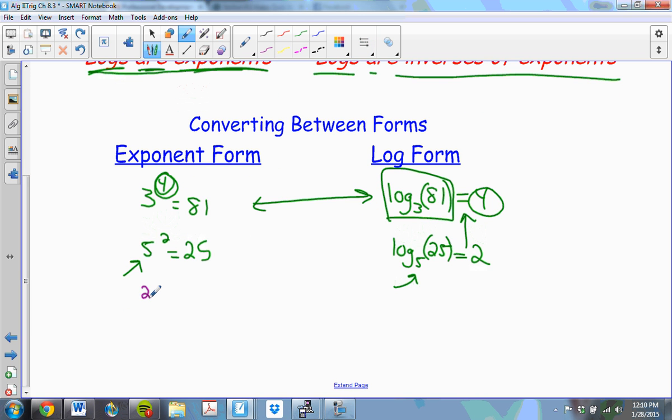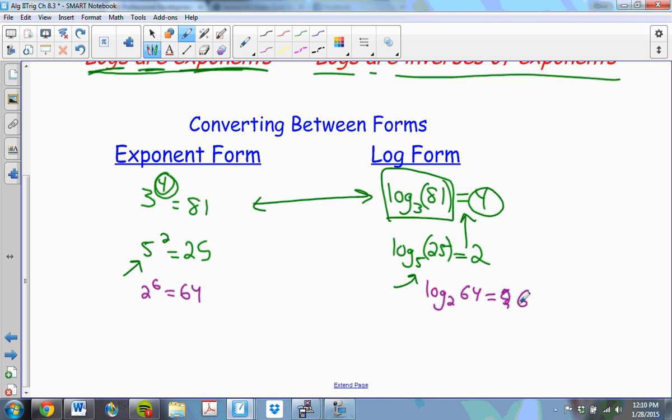2, excuse me, I apologize. 2 to the 6: 2, 4, 8, 16, 32, 64. 2 to the 6 is 64. Try and look ahead of me if you want to pause now. Log base 2 of 64 is 6.